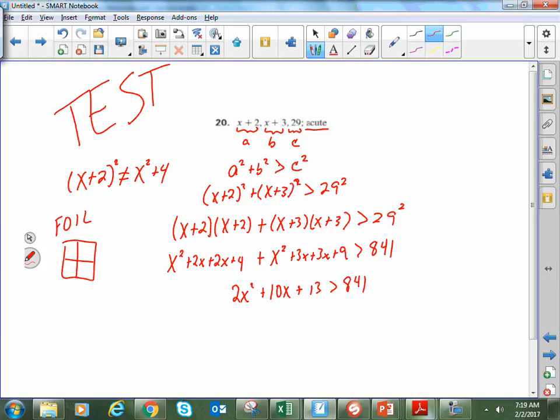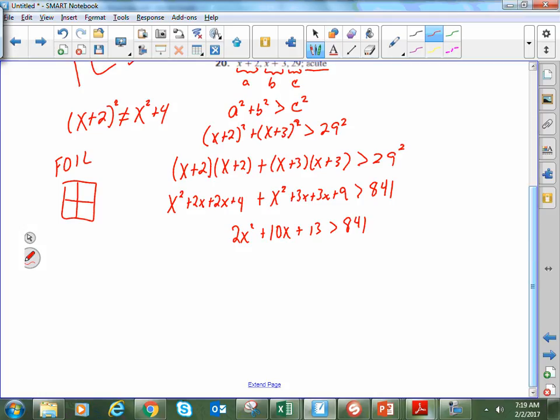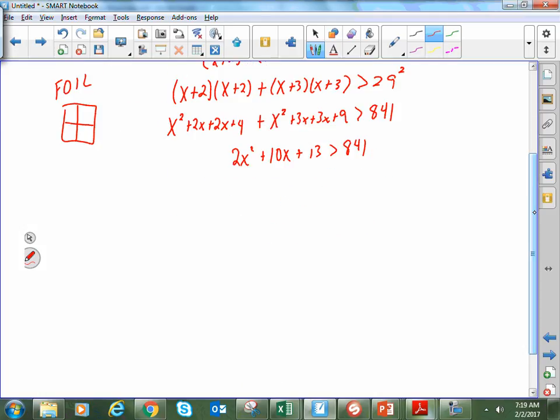Now, looking at the rest of the problem, what we have now is a quadratic expression. And the only way that I can solve for x in a quadratic expression is if I put it in standard form, where everything is on one side of the equal sign, or the inequality in this case. So at this point, I'm going to move the 841 from the right side of the inequality to the left side.